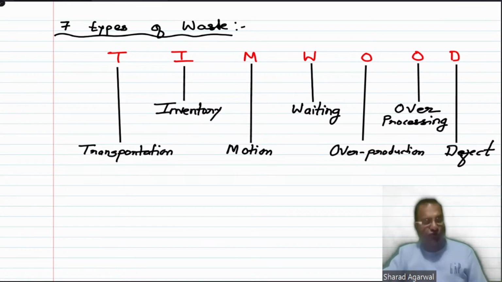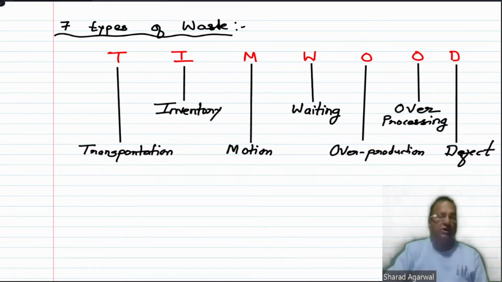I have given you a mnemonic to remember this. It is very, very helpful whenever the concept of waste is there. You have to apply this concept of Timwood. T stands for transportation. I stands for inventory. M stands for motion. W stands for waiting, overproduction, overprocessing, and defect. Please write down in your copy, beta. I'm giving you 1 minute to copy the content from the screen.